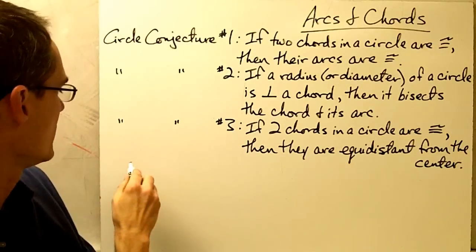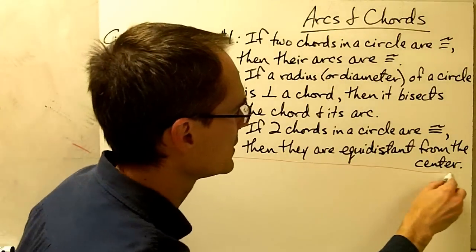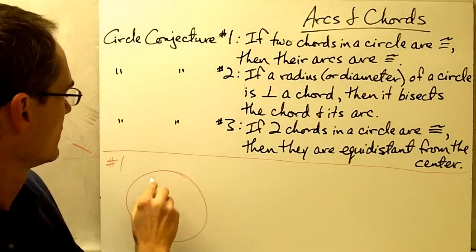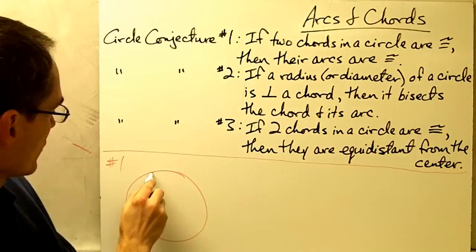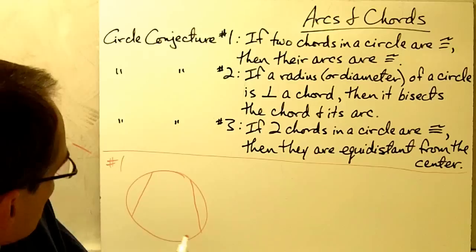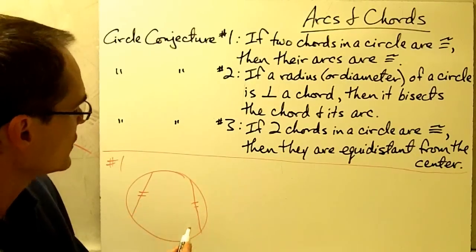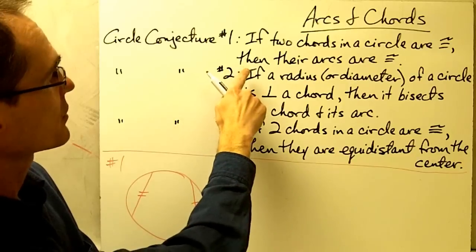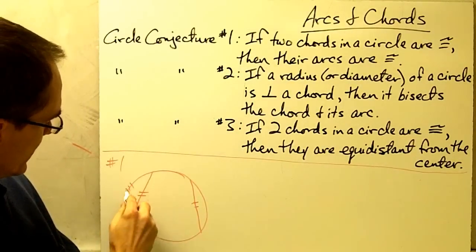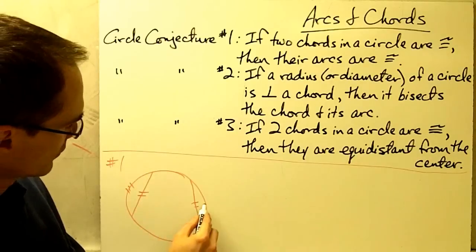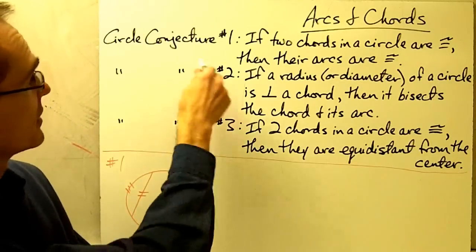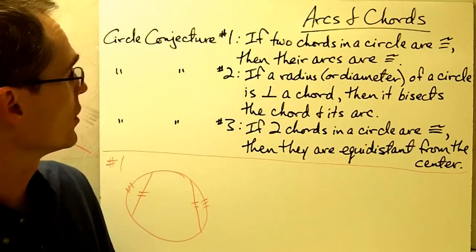Down here I'm going to draw some pictures that illustrate each one of these conjectures. For circle conjecture number one, let me draw two congruent chords here, and try to make them look congruent. If these two chords are congruent, then according to circle conjecture number one, their arcs are also congruent. This is the arc of this chord, and this is the arc of this chord. So this is a picture that illustrates circle conjecture number one.